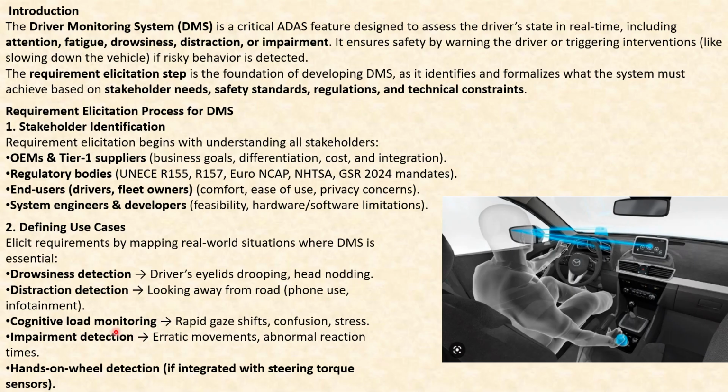Now talking about cognitive load monitoring: rapid gaze shifts, confusion, stress. Next is impairment detection: erratic movements, abnormal reaction times. And hands-on-wheel detection, if integrated with steering torque sensors. So these are all the various types of use cases that must be defined first.